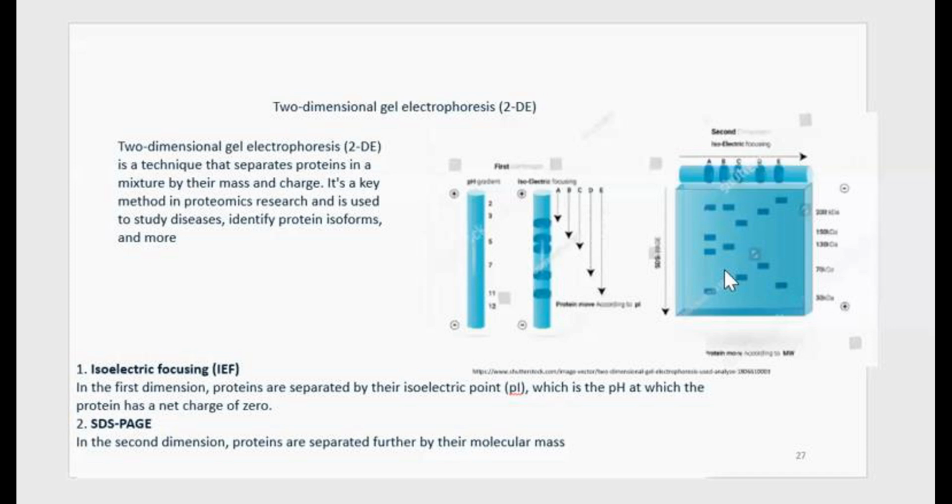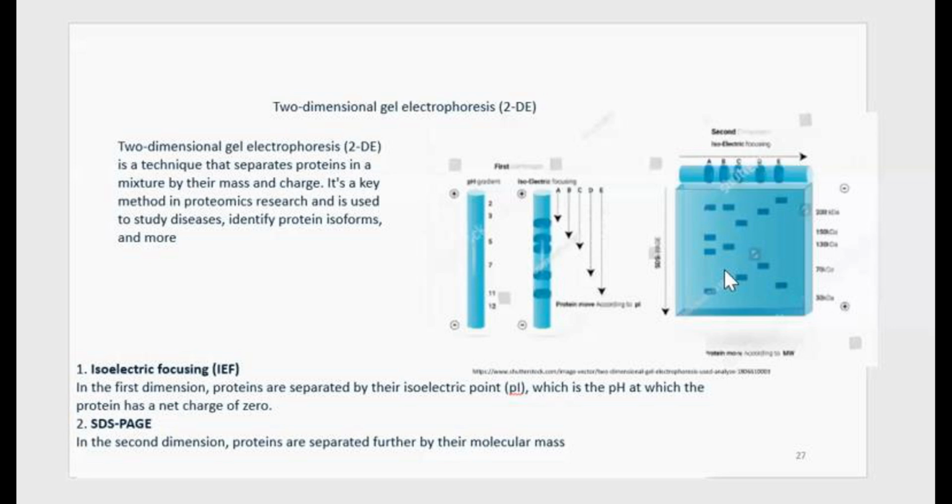Following electrophoresis, the gel must be stained to detect the proteins. Right? We have talked about it earlier also, how the gels are stained. We have either Coomassie brilliant blue stain, or the silver stain, etc. First we have to fix the gel, right? We have talked about it earlier. Then you have to stain the gel.